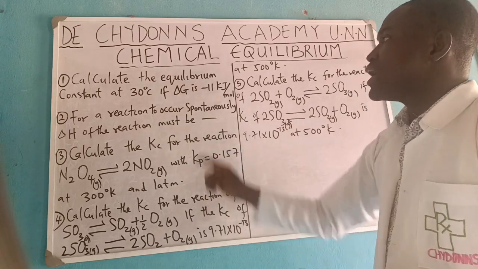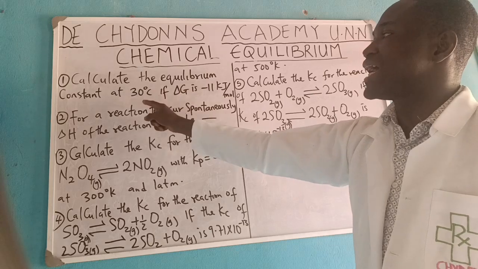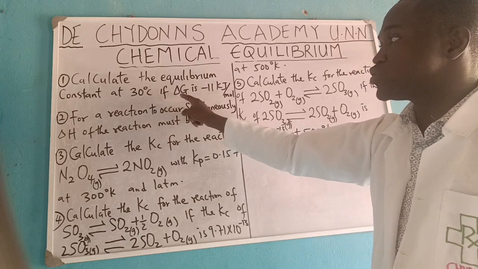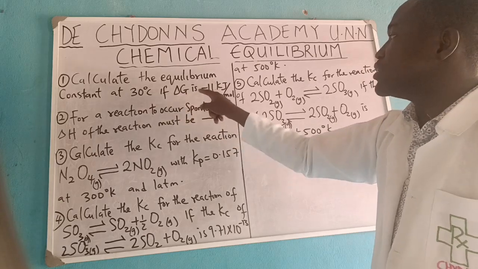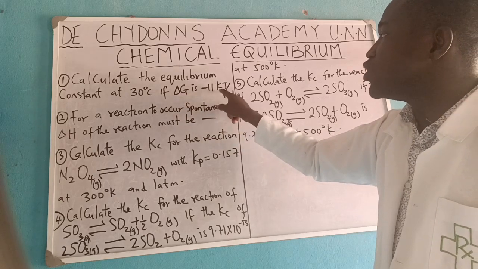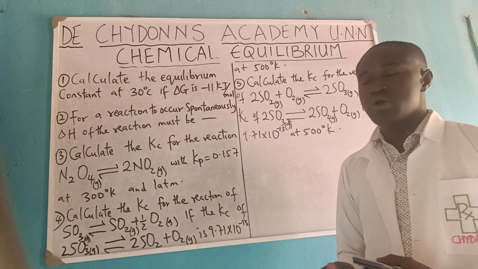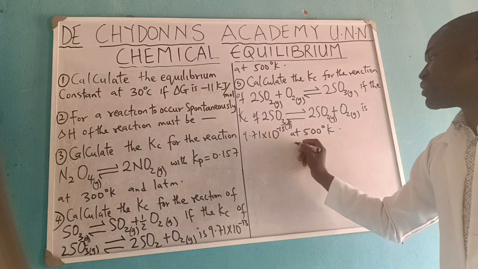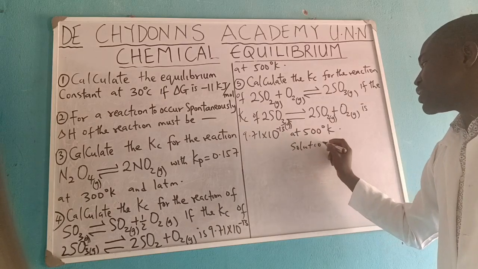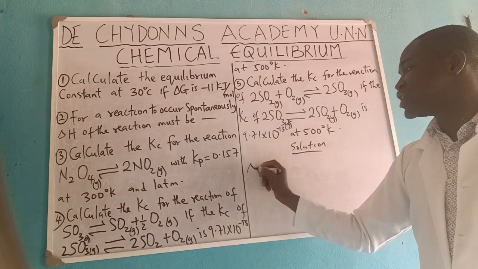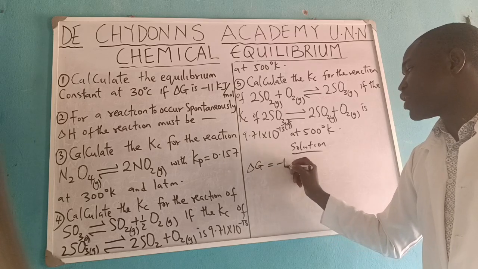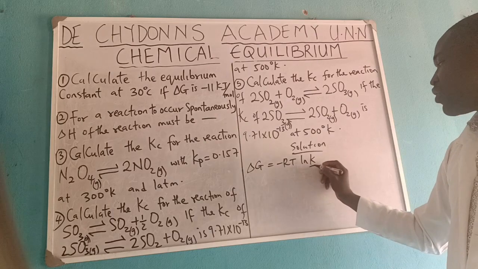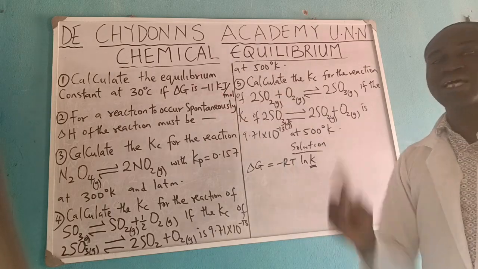Question number 1. Calculate the equilibrium constant at 30 degrees Celsius if change in G, which we call free Gibbs energy, is minus 11 kilojoules per mole. Now, look at how to solve it. You have to tell them that I know this formula that says change in G is equal to minus RT ln K. And we are looking for K, that is called the equilibrium constant.